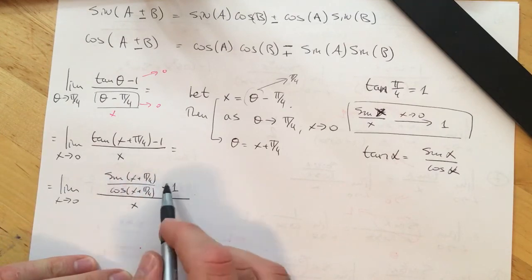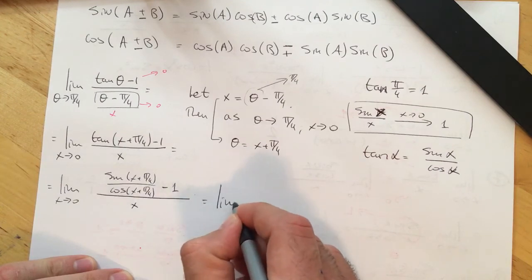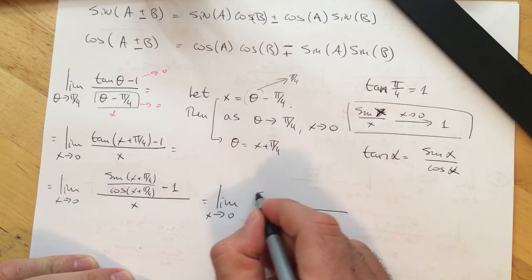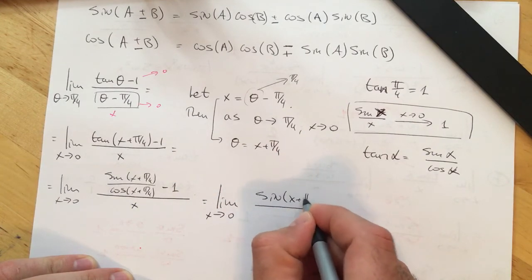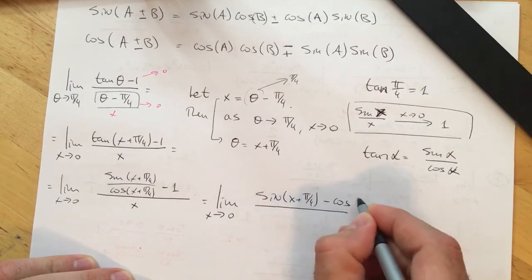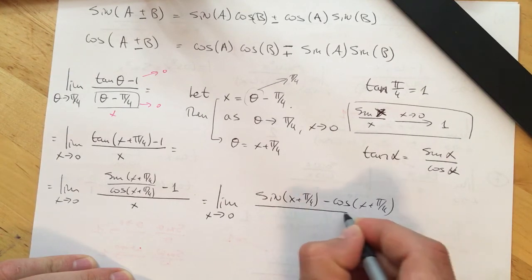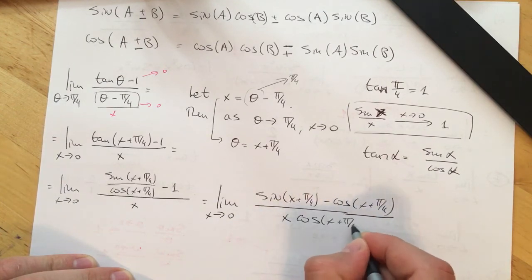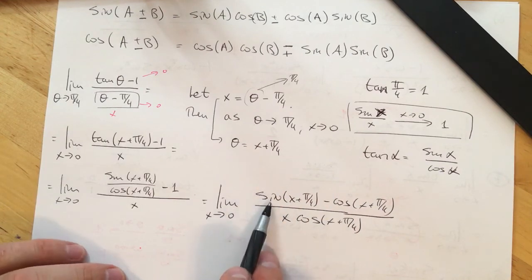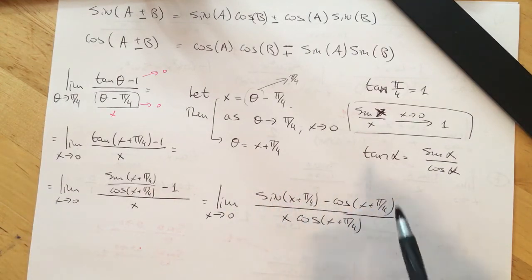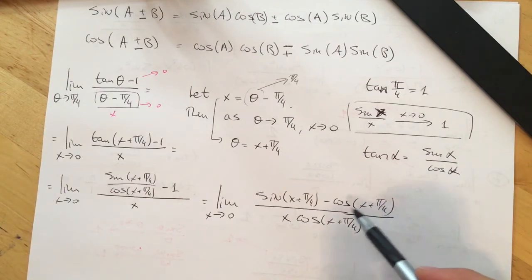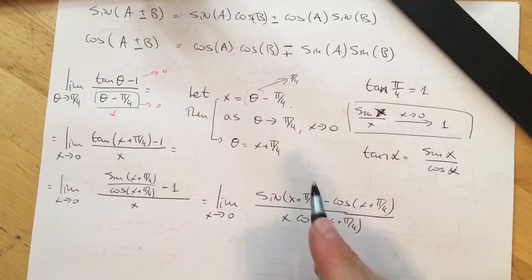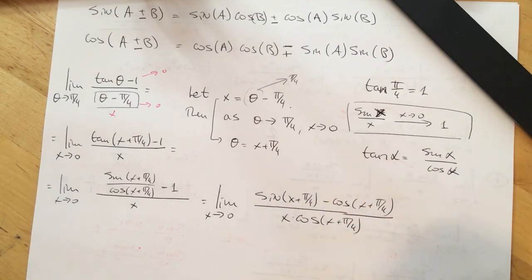Now if you bring this under a common denominator and simplify the expression, and I would expect you to do that by yourself, you get sine of x plus pi over 4 minus cosine of x plus pi over 4, over x times cosine of x plus pi over 4. As x goes to 0, you get sine of pi over 4, which is square root of 2 over 2, minus cosine of 0 plus pi over 4, that's cosine of pi over 4, which is square root of 2 over 2, so the numerator goes to 0, and because of this factor x, the denominator also goes to 0.